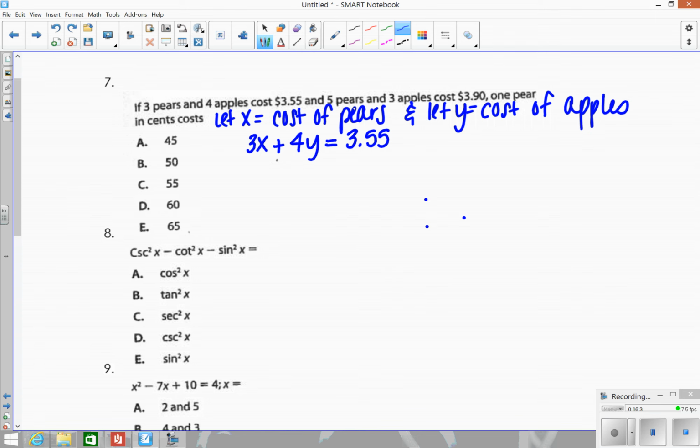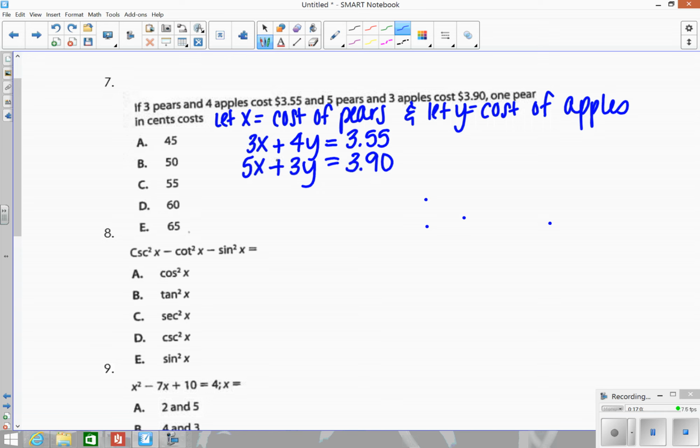And then the same thing for this other one. 5 pears times the cost of pears plus 3 apples times the cost of apples is going to equal $3.90. So then from here, you have a system of equations and you need to solve it. So you can do it two ways. You can solve it by using substitution or you can solve it using elimination. It's up to you how you want to go about doing it.